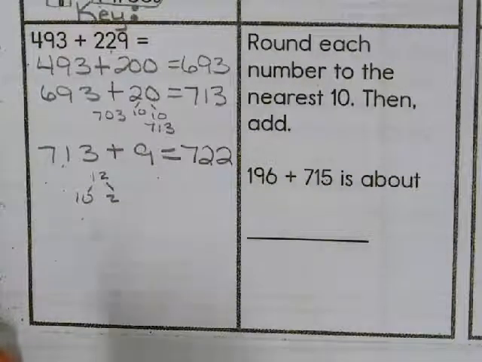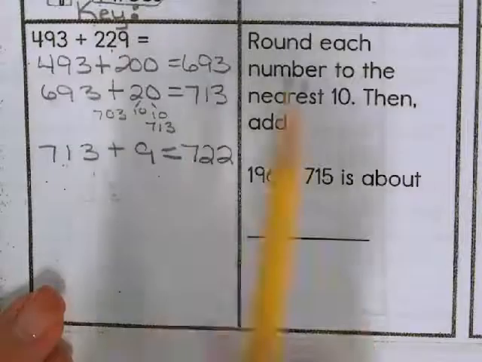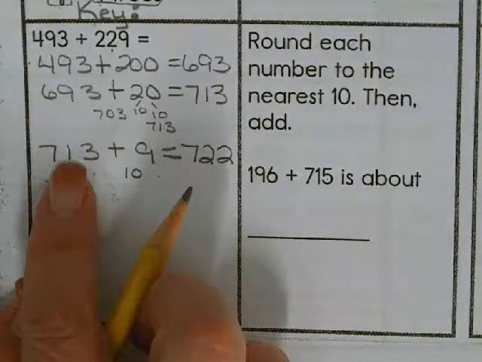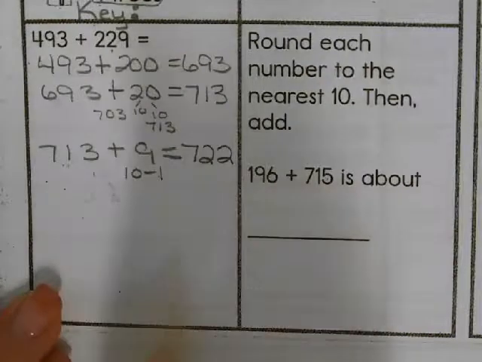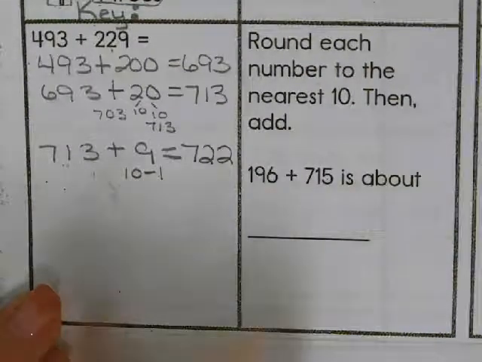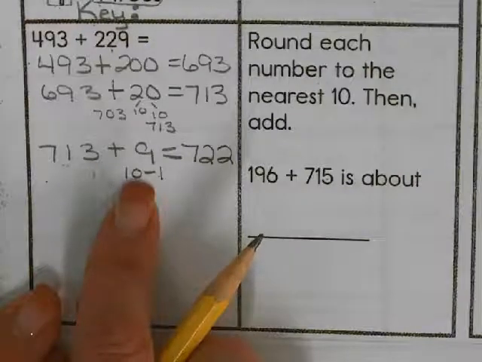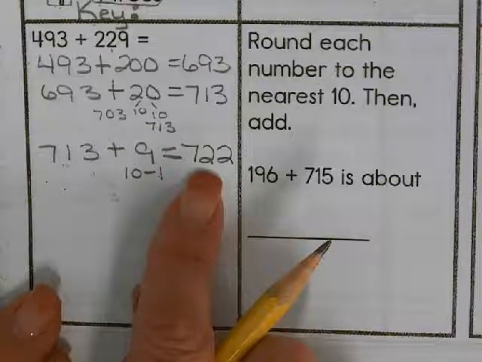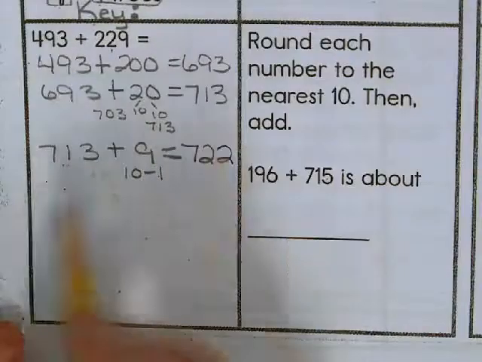Now another way to think about adding 9 is, what if you just add 10, which is very easy to do to the tens place, and then subtract 1. So if I take 713 and add 10 more, that would be 723, and then I take 1 away, that leaves me with 722. So a couple of different ways to think about that to make it easier mentally.